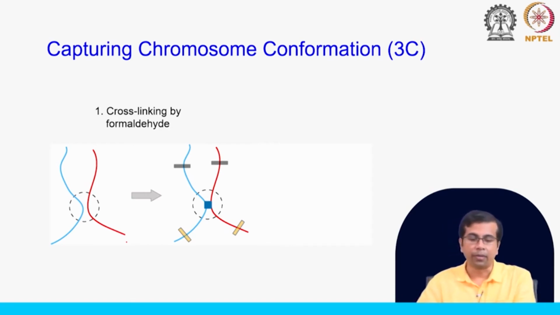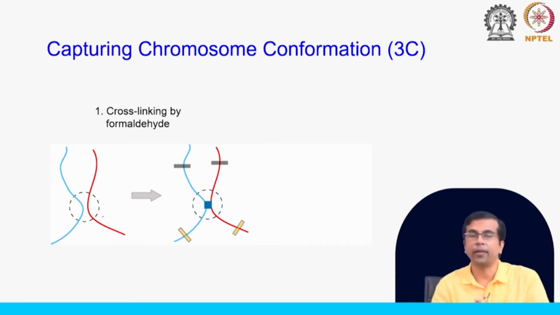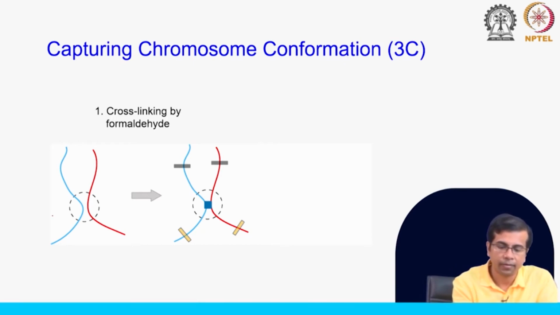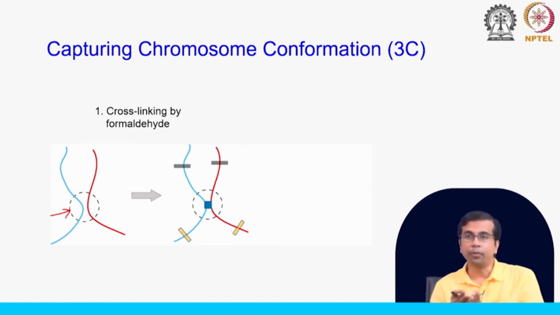The first step is cross-linking by formaldehyde. We have come across this before. Imagine these two regions, the blue and the red region, interacting here. This is shown in this circle, the region where the interaction is happening, and before we prepare the sample for sequencing, we want to preserve this interaction. To do that, we do cross-linking by formaldehyde, and this cross-linking preserves that interaction. This cross-linking happens mostly due to proteins. So, this is protein-mediated cross-linking; the proteins present in this region form the cross-link.